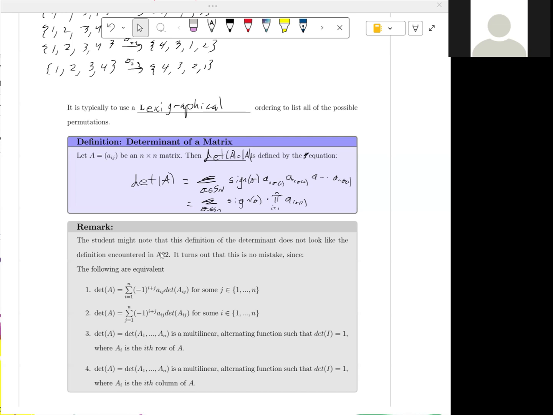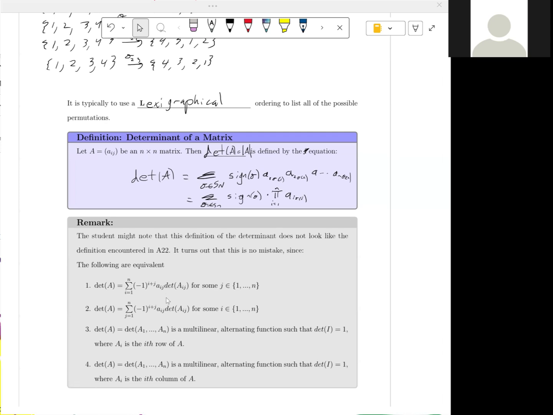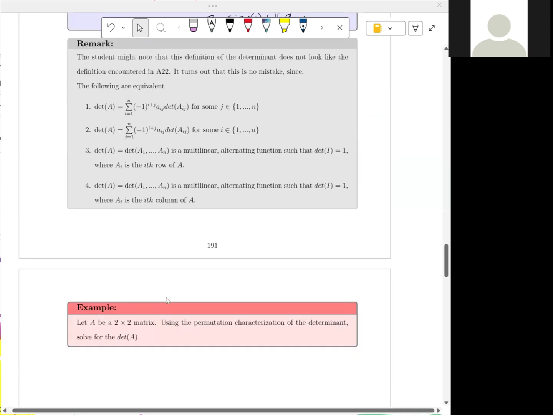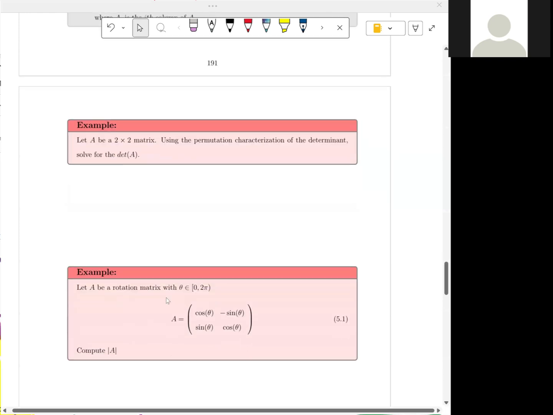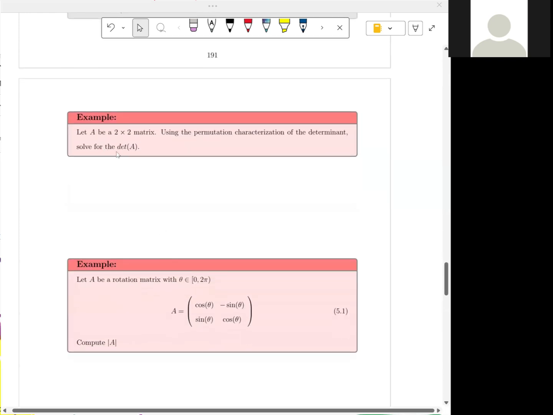Okay. Now, we've got a few other definitions here that also work. We've got the cofactor expansion along a row, we've got the cofactor expansion along a column, and we've got multilinear and alternating functions such that the determinant of I is 1 for the rows of a matrix, and we also got this for the columns of a matrix. Any of these expressions can be used to compute the determinant of a matrix. What we're going to do is use the expression to compute the determinant of a 2x2 matrix.